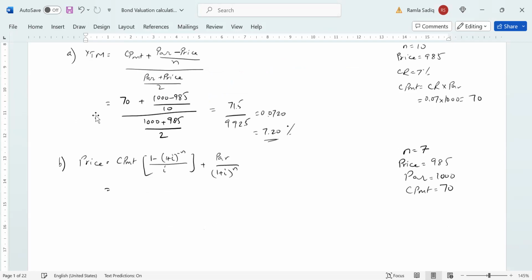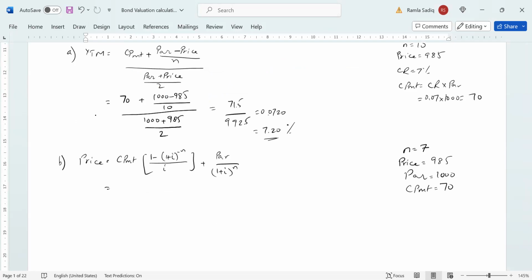Okay, so taking all of our known variables over here, our coupon payment is 70 times 1 minus 1 point, and our yield to maturity is what we've calculated over here. So that's going to be R. R equals our yield to maturity, and that's 7.2%. So 1.072 to the power of negative 7, because remember our time to maturity is now 7 years, 3 years into the future, divided by 0.072. Plus our par value of $1,000 divided by 1.072 to the power of 7.